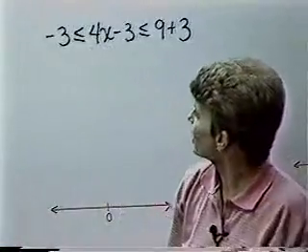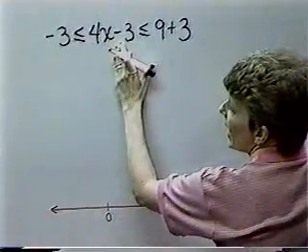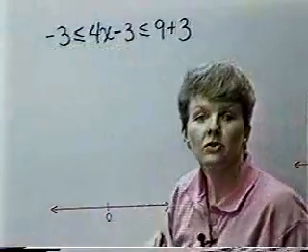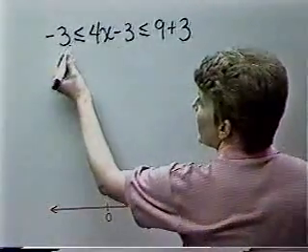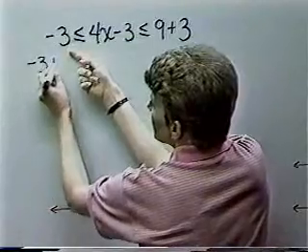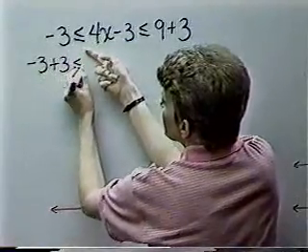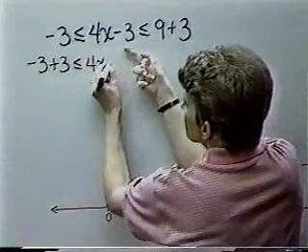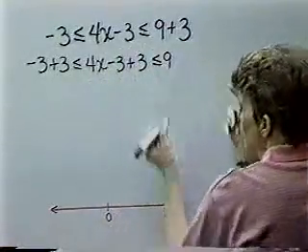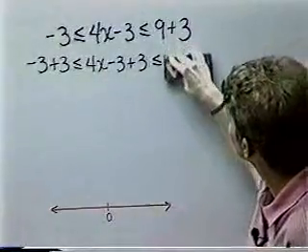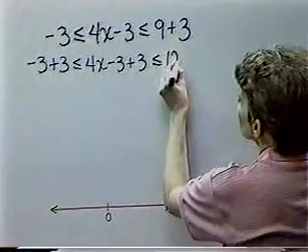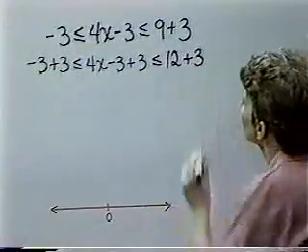All right, let's solve this compound inequality first by adding 3 to the left side, the middle, and to the right side. So add 3. This will be negative 3 plus 3 less than or equal to 4x minus 3 plus 3 less than or equal to, let's go ahead and write that 9 plus 3 as 12. So 9 plus 3 is 12, and then plus 3.